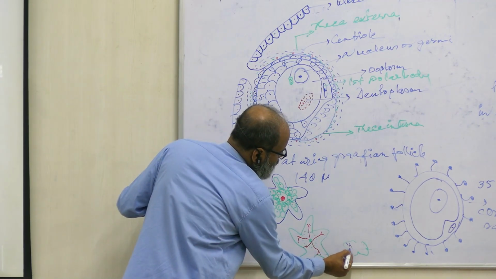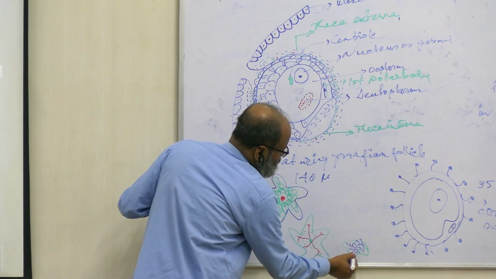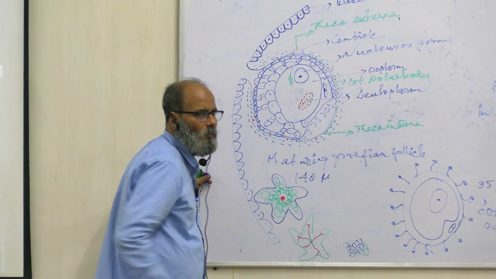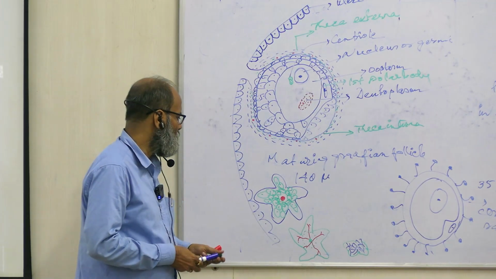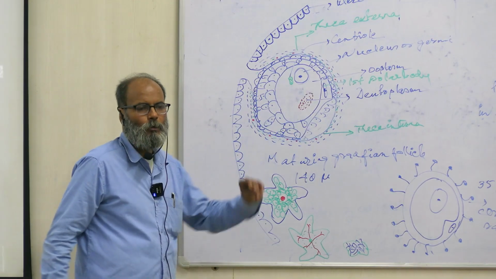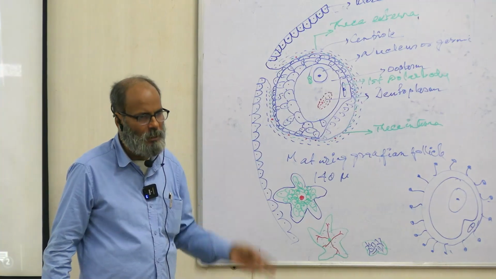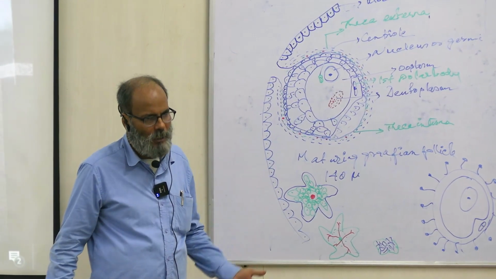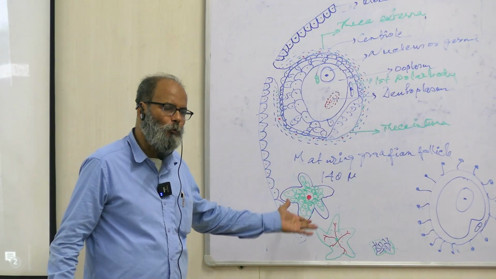This is corpus albicans, a whitish irregular body within the cortex of the ovary. You have to know in detail about the corpus luteum, because what are the hormones it produces, how it helps in the initial months of pregnancy. It produces both estrogen and progesterone to maintain the pregnancy. Then it will be called corpus luteum of pregnancy.